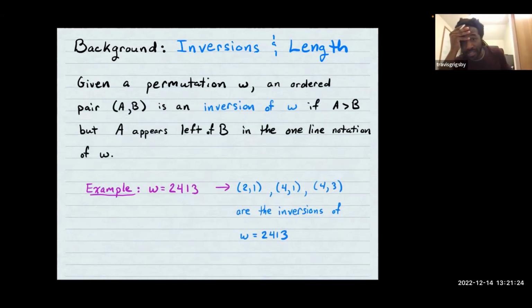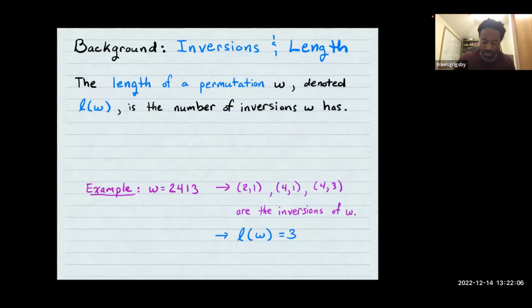So given a permutation, an ordered pair is an inversion if A is bigger than B, but you see A to the left of B, or preceding B. So for example, in 2, 4, 1, 3, I see a 2 before this 1. That's not supposed to happen. 1 comes before 2. So 2, 1 is an inversion. And you can get the other inversions similarly. And those 3 will be all the inversions for that permutation.